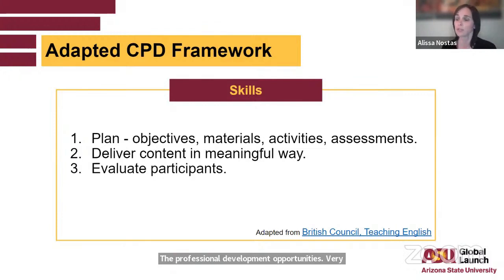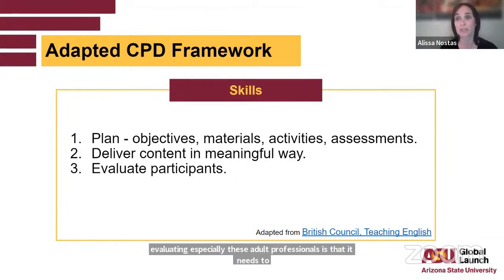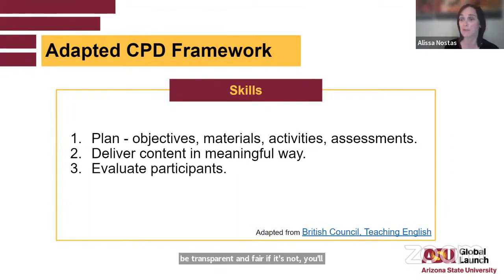So, of course, you need to be able to evaluate the participants well. There can be a variety of ways you can evaluate the adult professionals that you're engaged with. That could be through observation. It could be through student feedback, your feedback. It could be through self-assessment. When I'm engaged in this, I do a lot of reflection. And the biggest thing I think to keep in mind when you're evaluating, especially these adult professionals, is that it needs to be transparent and fair. If it's not, you'll definitely hear about it from them.